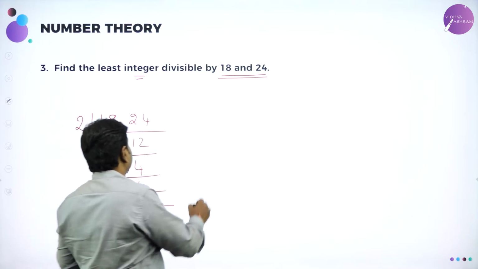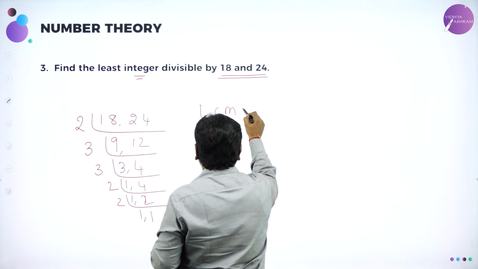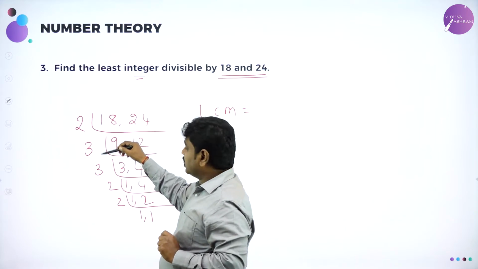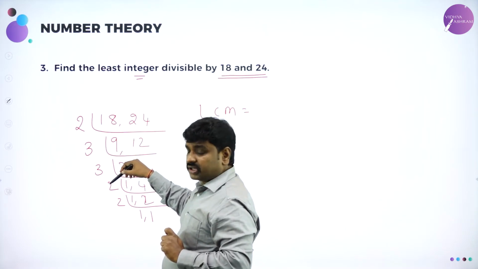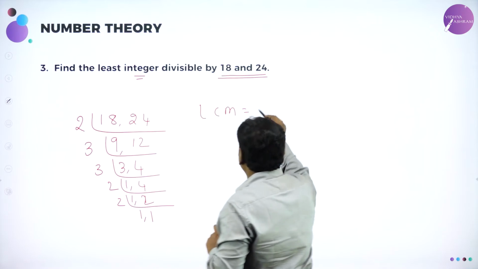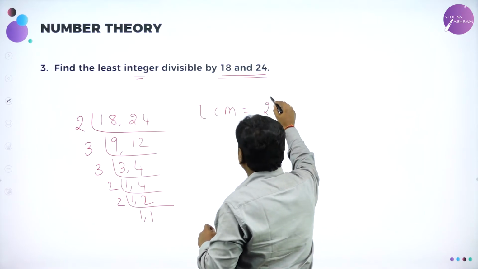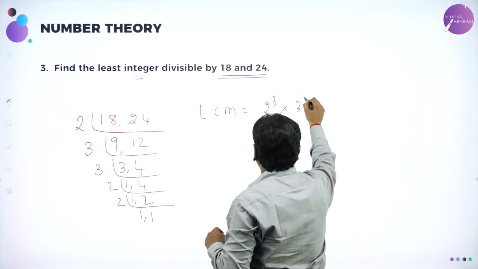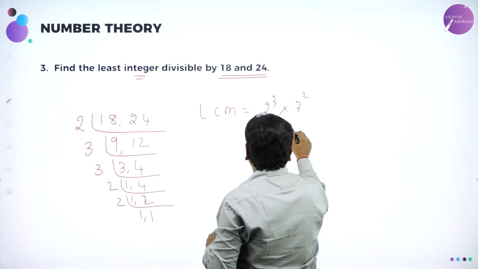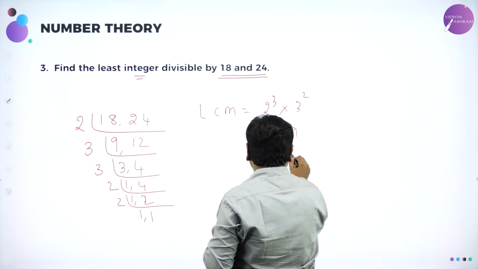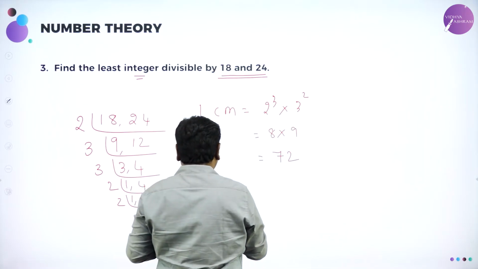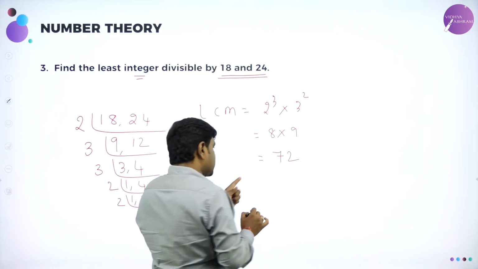Now what is the LCM? LCM means multiplication of all these things. 2 3s are 6, 6 3s are 18, 18 2s are 36, 36 2s are 72. Or 2 occurred how many times? 1, 2, 3 times. 3 occurred how many times? 2 times. 2 cube is 8, 3 square is 9, 8 9s are 72. 72 is the LCM. And therefore, what is the conclusion? Therefore, the final answer, the least integer, is 72.